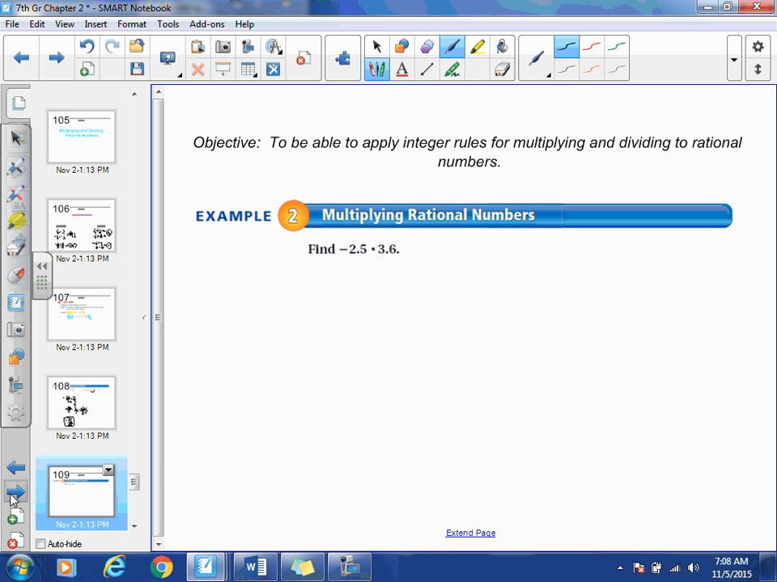All right, multiplying rational numbers. Again, I'm going to look and say, a negative times a positive, I know for sure my answer will be negative. I could estimate this, and I could say, okay, negative 2 1/2, let's round that up to negative 3, times 3 6/10, let's round that up to 4, should be somewhere around the vicinity of negative 12. For sure the negative part.